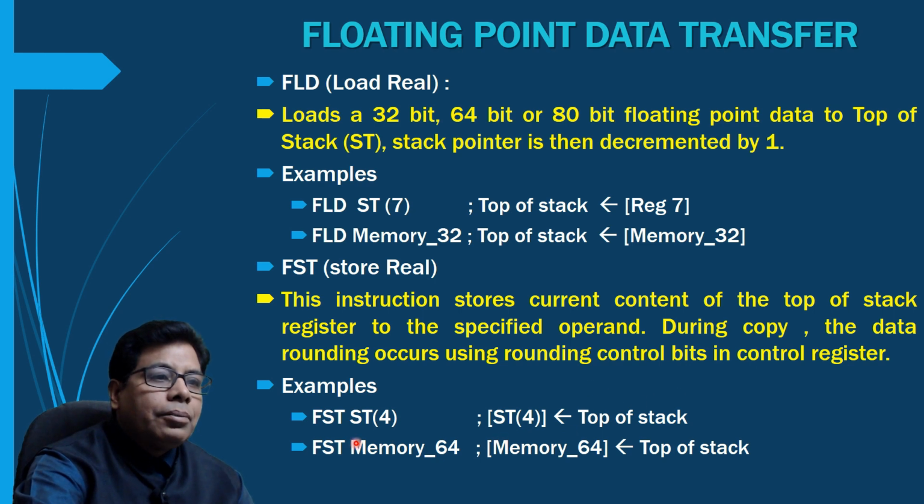If you take the example FST ST4, here we are specifying ST4, that is the data register ST4. So the top of the stack, that is ST0, will be copied to ST4. So the 8 data registers can be used in this way. Then similarly FST memory 64, here the top of the stack is copied to 64-bit memory. When copying, the rounding will be done.